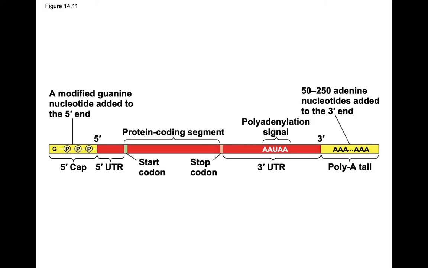And this is what we see when we look at an mRNA transcript within a eukaryote. We have this 5' end guanine cap. We have our start codon. We have a protein coding segment. We have a stop codon, and then we have a very long poly A tail, which sometimes can be 50 to 250 adenine nucleotides in a row, which is pretty miraculous.